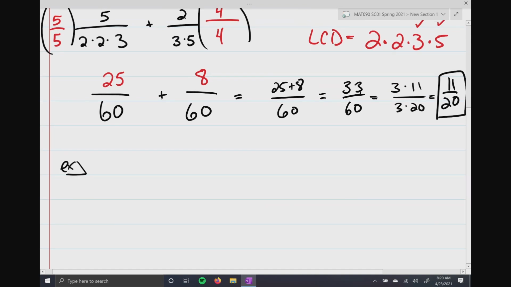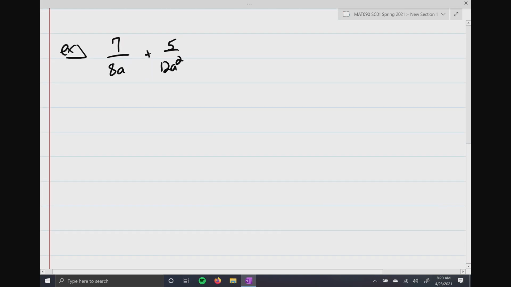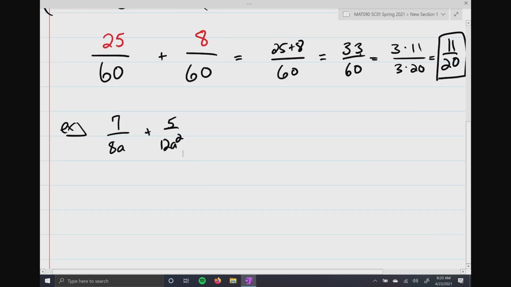Let's try another problem here. Let's try 7 over 8a plus 5 over 12a squared. All right, so off to the right. Oh, sorry. Maybe I'm moving too fast. So off to the right, I'm going to try to find this LCD real quick. I could break down 8 into 2 times 2 times 2. 12, 2 times 2 times 3.